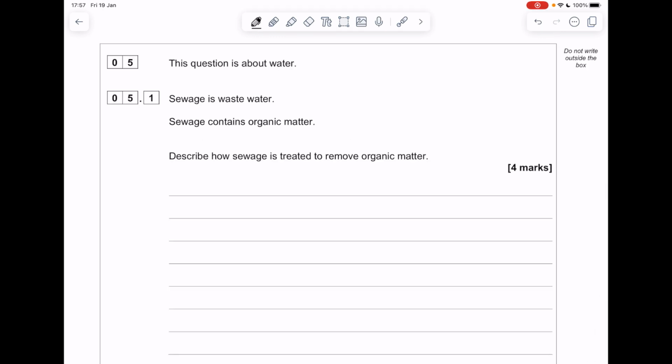Sewage is wastewater. Sewage contains organic matter. Describe how sewage is treated to remove organic matter. We need filtering, first of all, to remove solids.